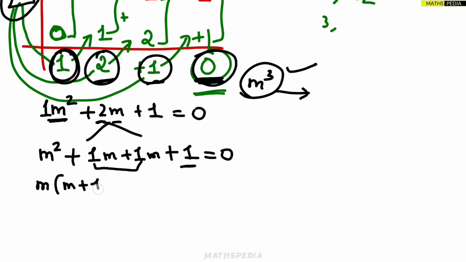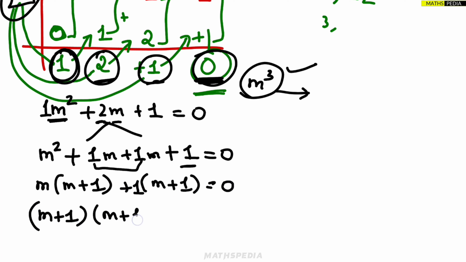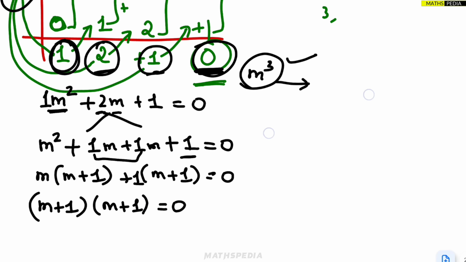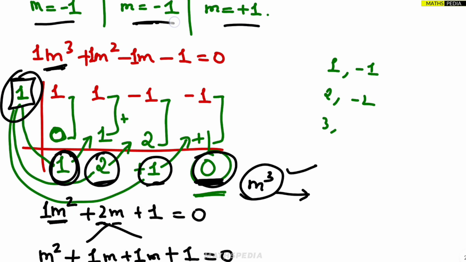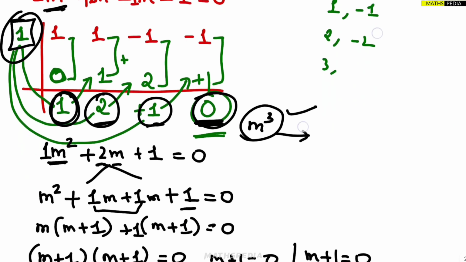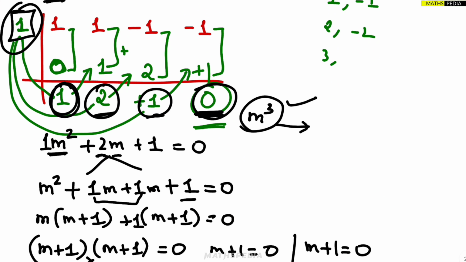Combine m into m plus 1. Here also m plus 1. So 1 should be outside. So we'll be getting m plus 1 into m plus 1. So multiplication factor again. So I can write m plus 1 is equal to 0 and m plus 1 is equal to 0. M value is equal to minus 1 and here also m value is equal to minus 1. Okay, I hope you understood. Here also we got the same values: minus 1, and 1. So synthetic division is very important in case you are not allowed to use a calculator.